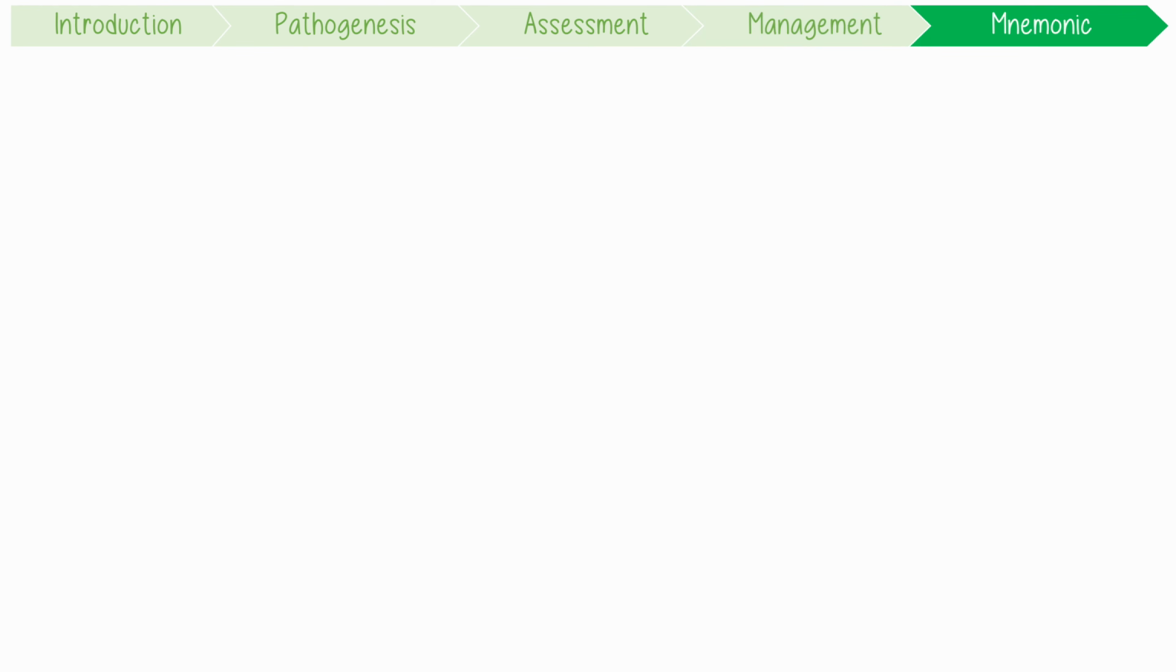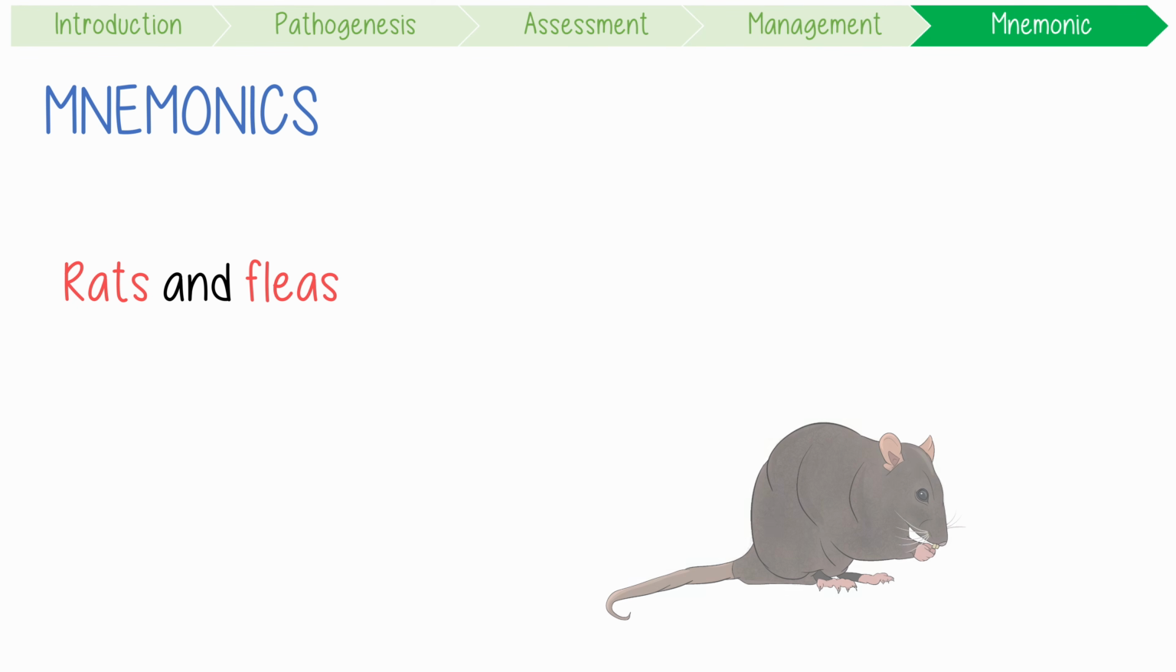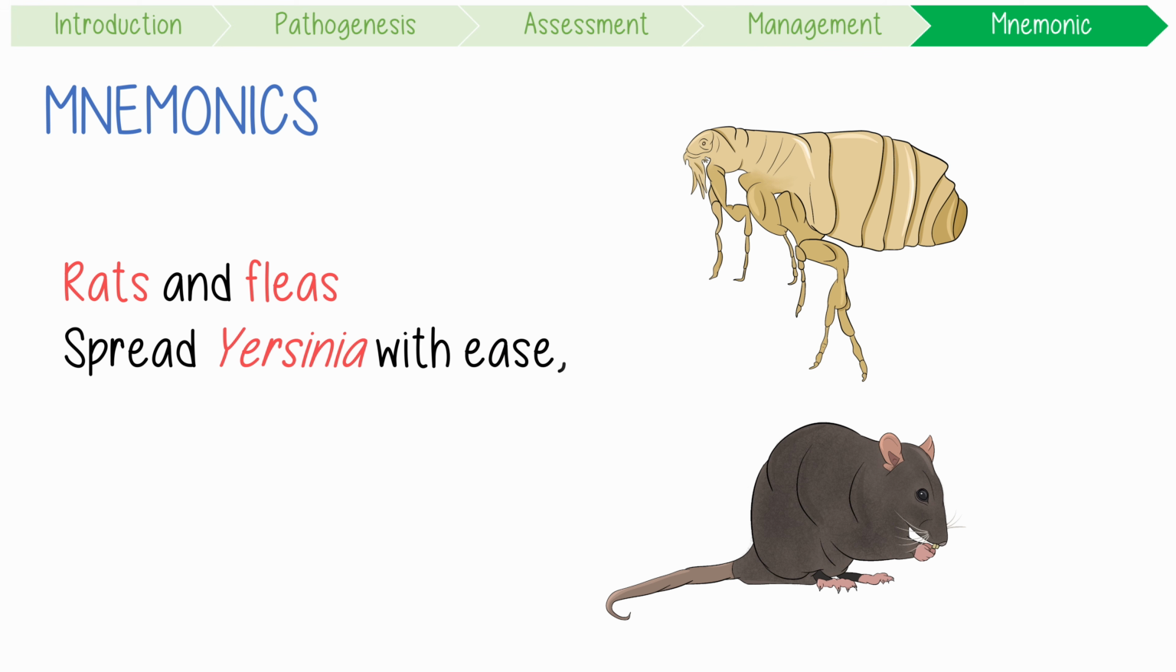Let's recap with a dark, silly mnemonic. Rats and fleas spread Yersinia with ease. Yersinia killed with three big Bs, 50-50 in 1353.